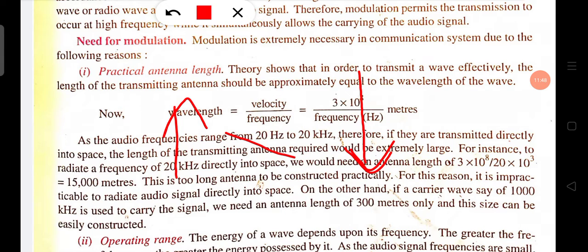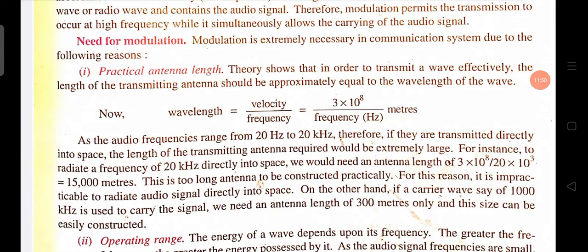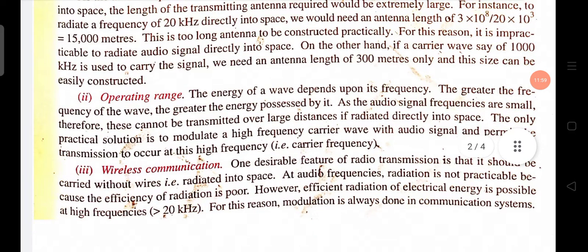So modulation is needed for increasing the frequency of the modulating signal. And the second need is operating range. Operating range means the energy of a wave depends upon the frequency.